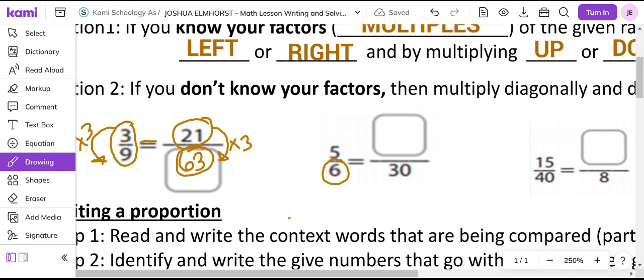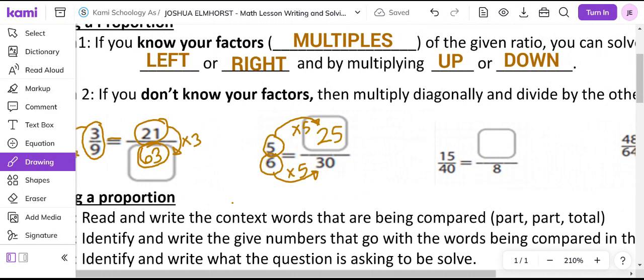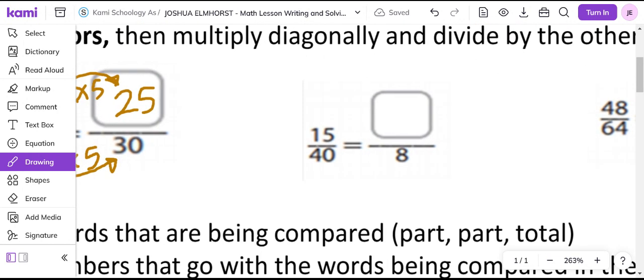So here's another example. We look at 6 times something and then 5 times something to write an equivalent fraction. So 6 times 5 is 30, and 5 times 5 would help us solve. So the power of the proportion, if you know your factors, you know your multiplication facts, you can really solve proportions a lot faster than doing cross products, cross multiplying, dividing.